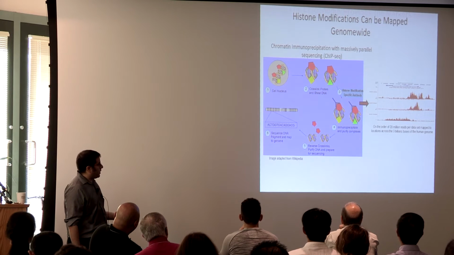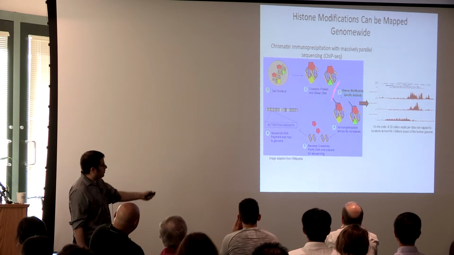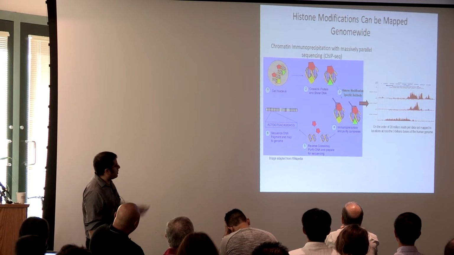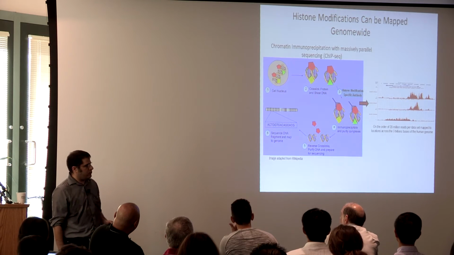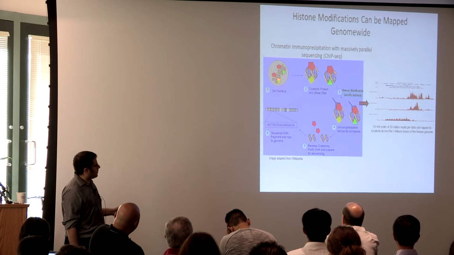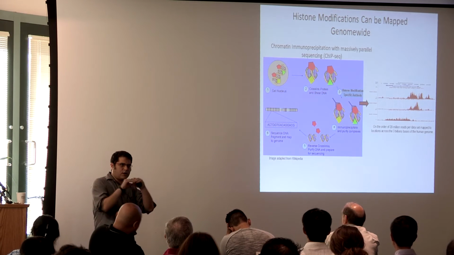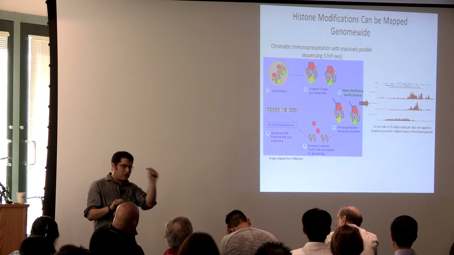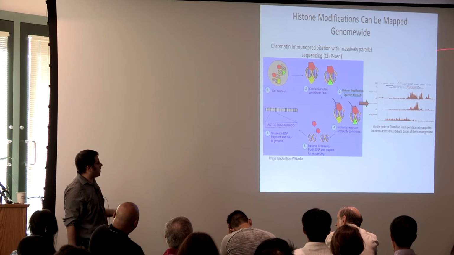And what raised a lot of the computational challenges in the past number of years is a protocol called ChIP-seq, which has allowed mapping these modifications genome-wide. The way this protocol works is you have an antibody for a histone modification. You can think of it as a key fitting into a lock. So you have a key that's targeting a specific lock which is associated with a specific modification.